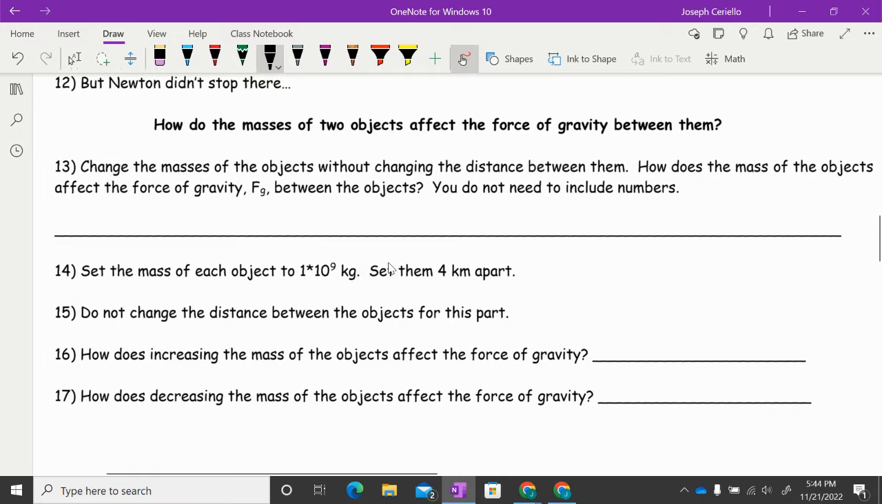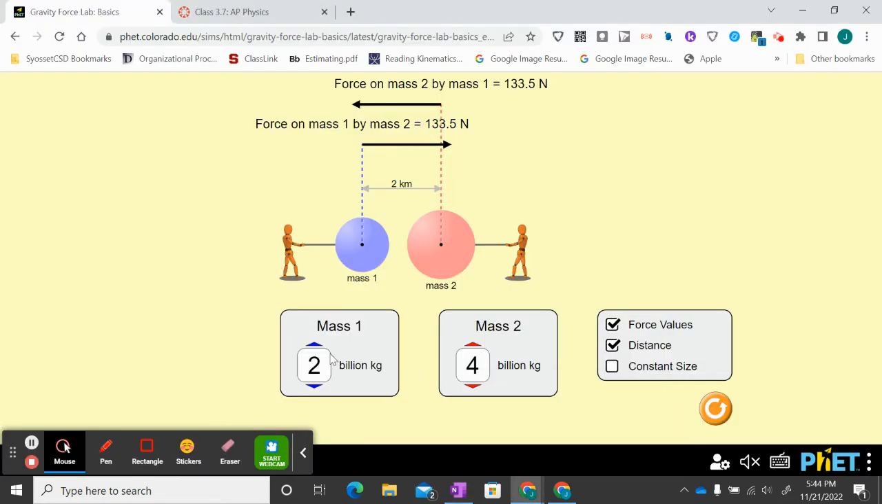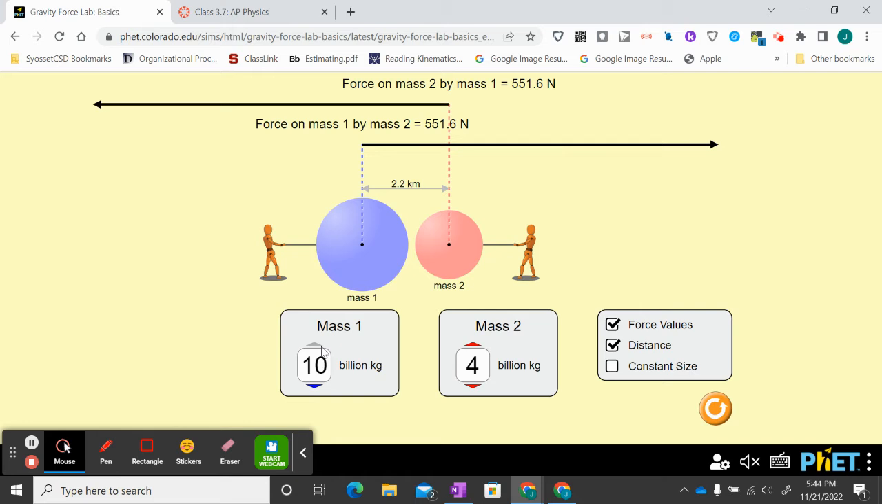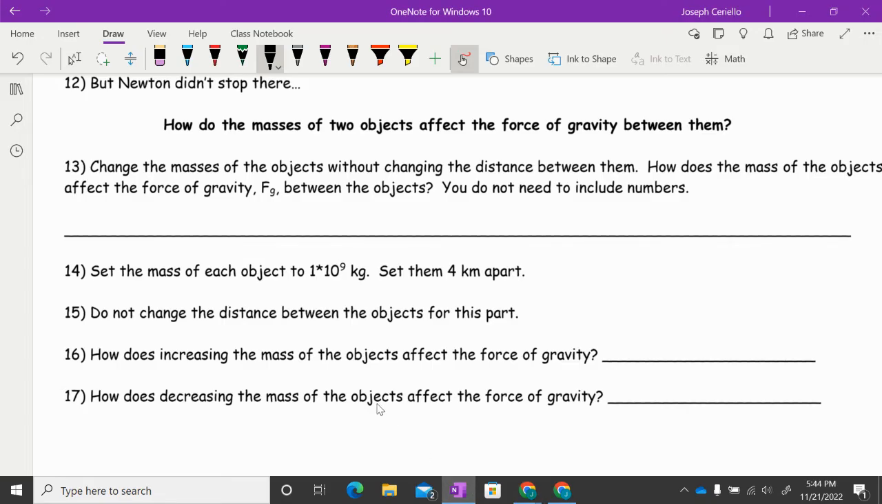So now we'll look at how mass affects it. So let's play with the mass a little bit. If the mass goes up, we can see the force go up. If the mass goes down, we can see the force goes down. And that's for both of them. So as mass goes up, force of gravity goes up. As mass goes down, force of gravity goes down.